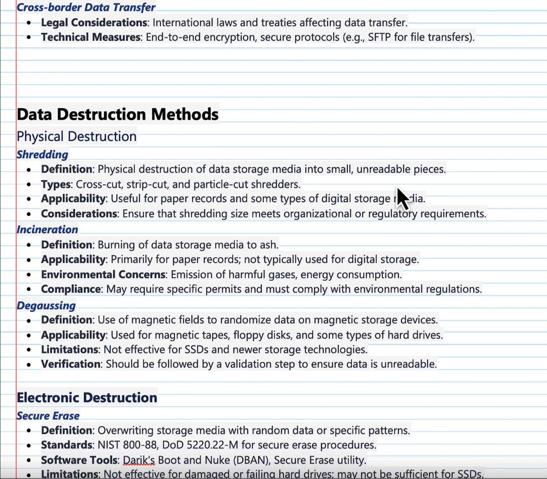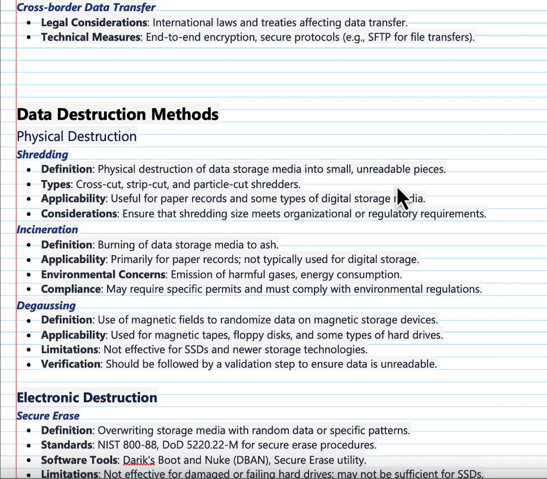It's very helpful when you're dealing with all types of media, especially when you're dealing with paper. But you want to ensure that the shredding size meets your organization or regulatory requirements, and hence that's the reason for strip or cross-cut shredding. But guess what? You can shred a hard drive. Yes, you can. It more or less destroys it, just kind of pulverizes it. But you can do that.